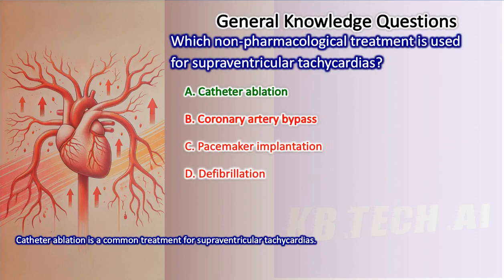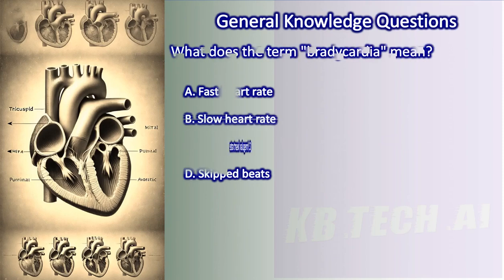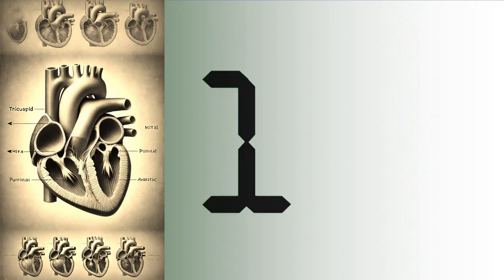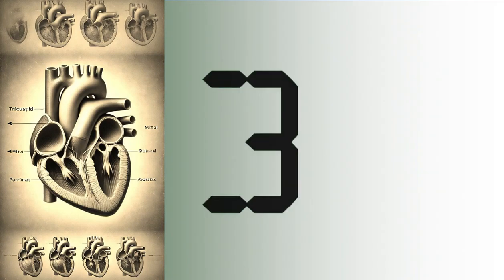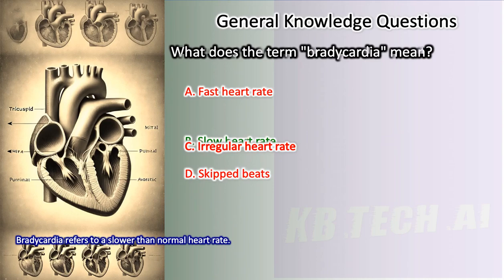Catheter ablation. What does the term bradycardia mean? Option 1. Fast heart rate. Option 2. Slow heart rate. Option 3. Irregular heart rate. Option 4. Skipped beats. The answer is option 2.